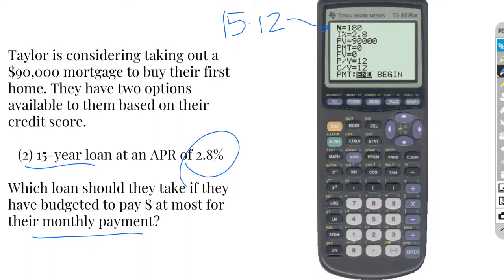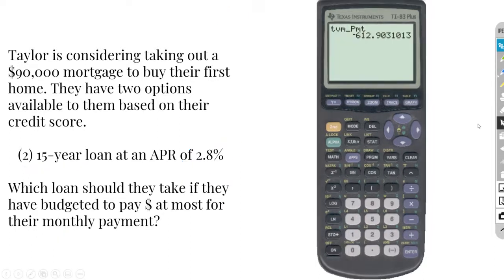So when we go back and second quit and hit our TVM_PMT, we should find that Taylor's monthly payment is going to be $612.90. All right, so you'll notice that this one's quite a bit higher. Again, when we shorten the loan term, even though we're going to be paying less towards interest in the long run, the monthly payments go up quite a bit because we're having to pay that same amount but in a shorter amount of time. So let's compare these two.